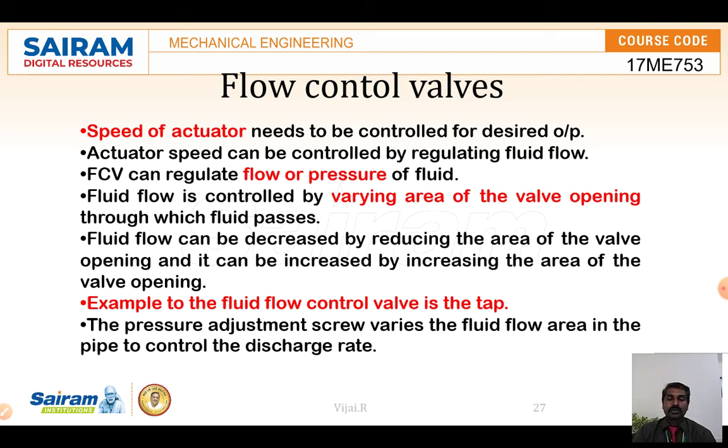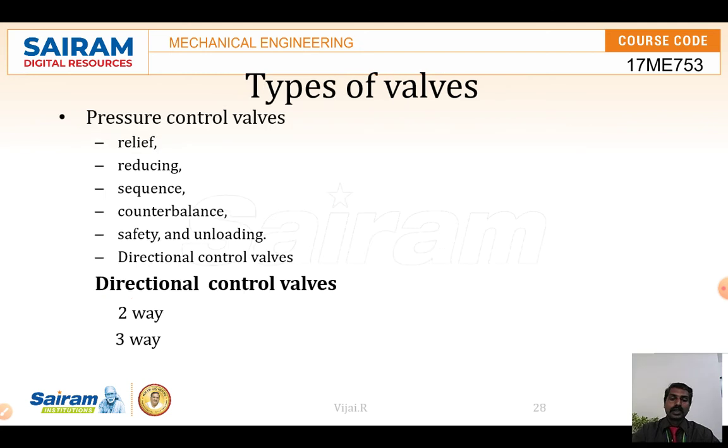A pipe is there, so there is a pipe diameter. If the pipe diameter is reduced, automatically the flow will be controlled. If it is increased, the flow will be more. So by varying the cross section, the area of the opening or flow passage, we can control it. It is a very simple concept. By reducing the area we can close it, and by increasing the area we can pass more water, more liquids or more fluids. Pressure control, direction control and flow control are the main three things.